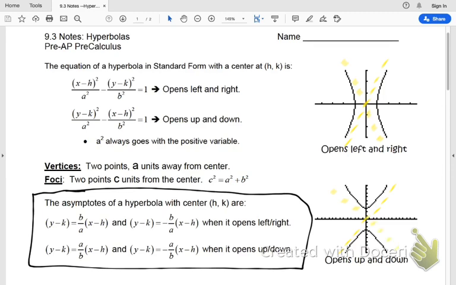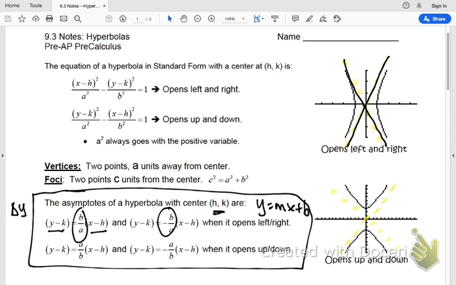Okay, so they are literally lines. And so think about the equation of a line, y equals mx plus b. We're using the center to help us get those equations. We have y minus k and x minus h. If you'll notice here, you've got a positive slope and a negative slope. And the way we get that slope, think about slope. Slope is change in y over change in x.